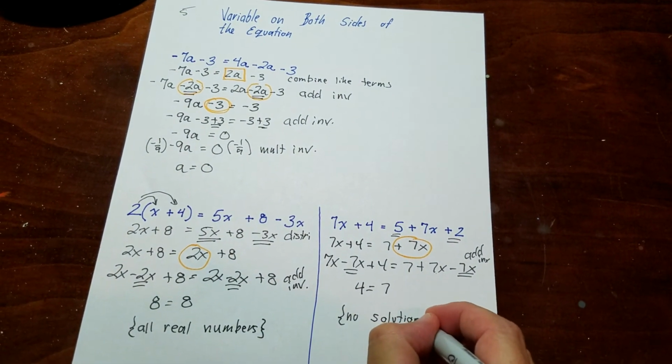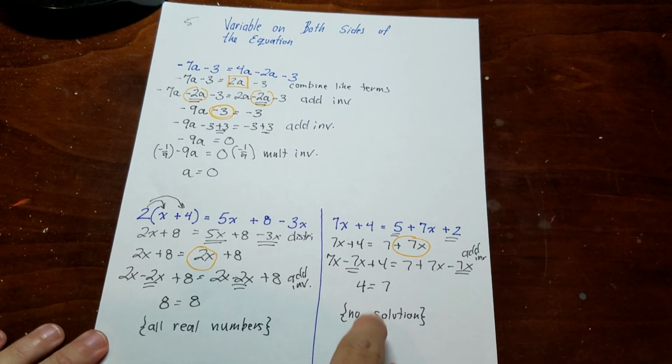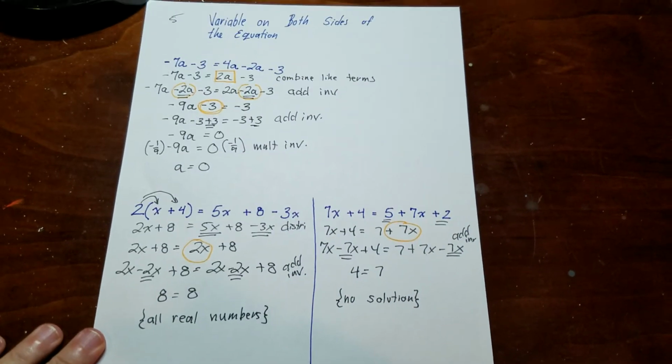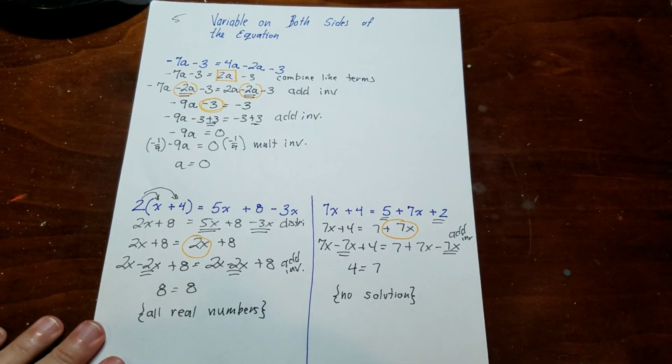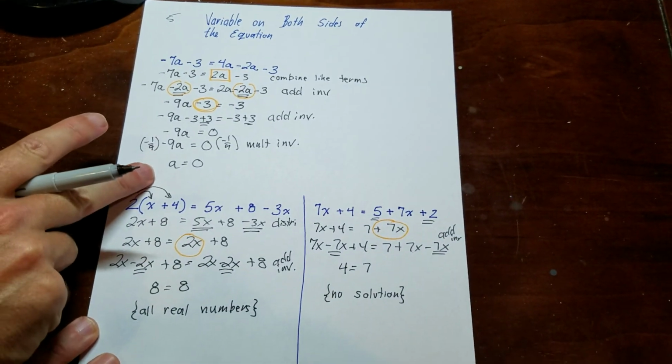And before I end the video, I want to point out, a lot of times what will happen is people will confuse no solution to a situation where it's equal to 0. How do you tell them apart? Well, the best way to tell them apart is to take the problem all the way to the end.